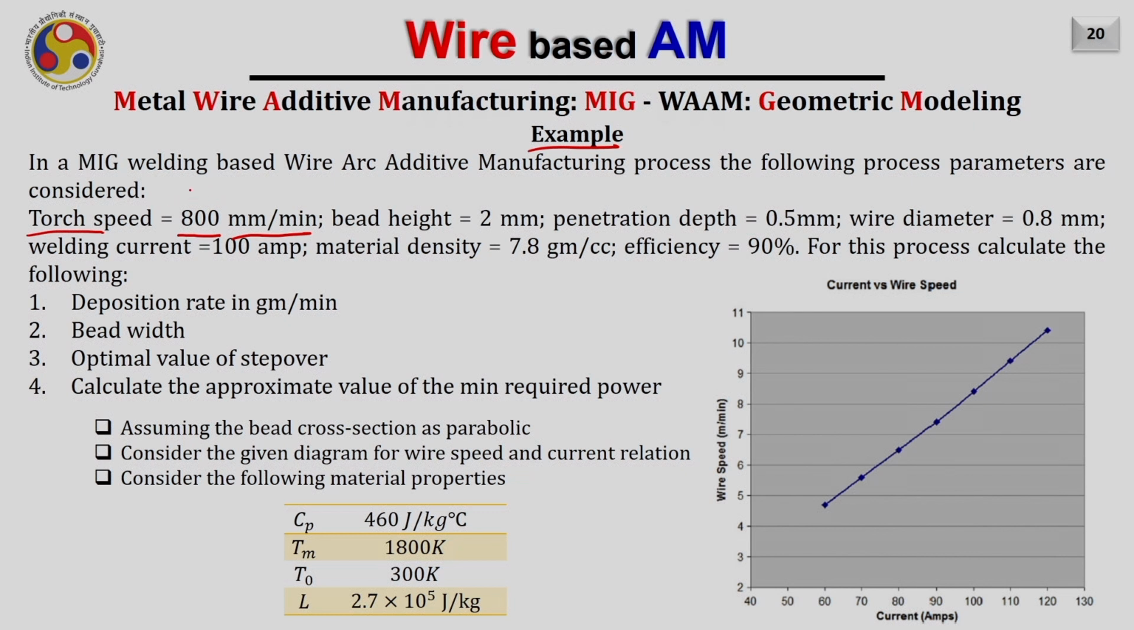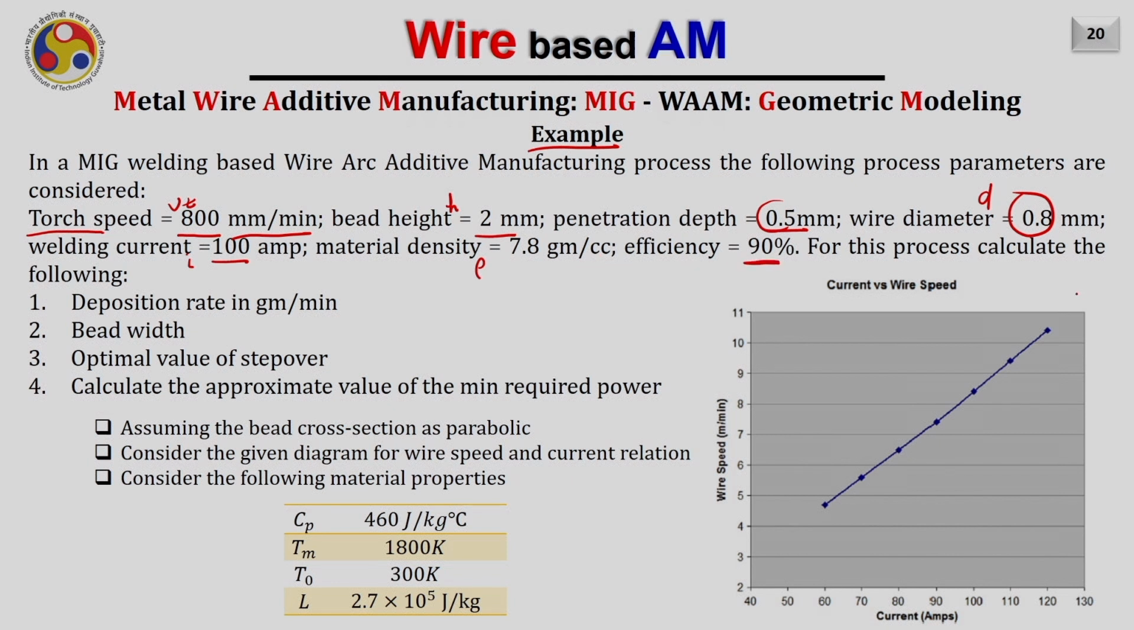Torch speed I will represent by Vt. The bead height, which is h, is equal to 2 mm. Penetration depth, which is the depth of the penetration into a substrate, is 0.5. Diameter of wire is 0.8 mm. The welding current I is 100 amps. The material density is 7.8 gram per cc. Efficiency of the process is 90%.